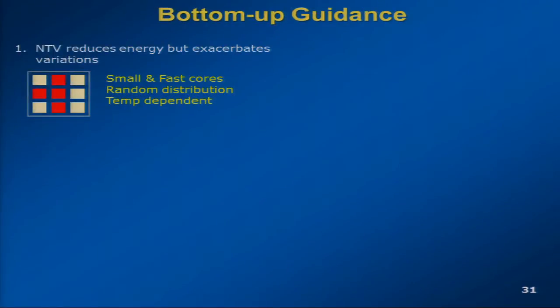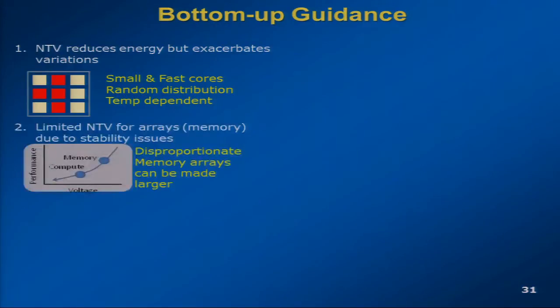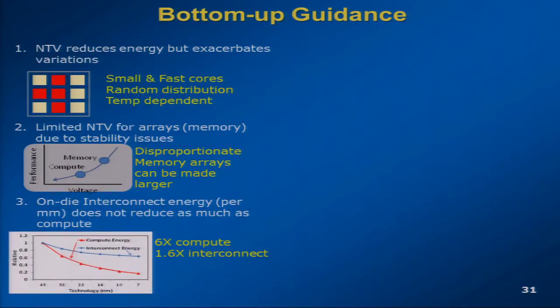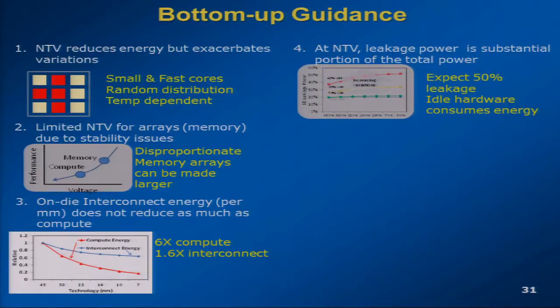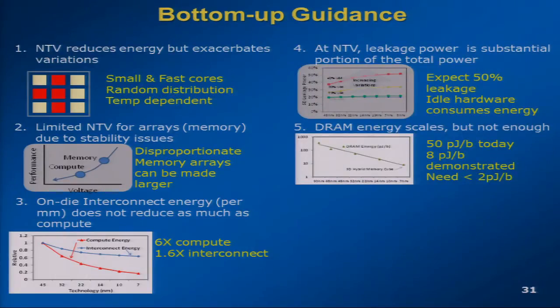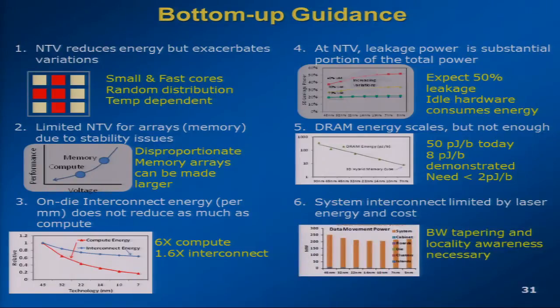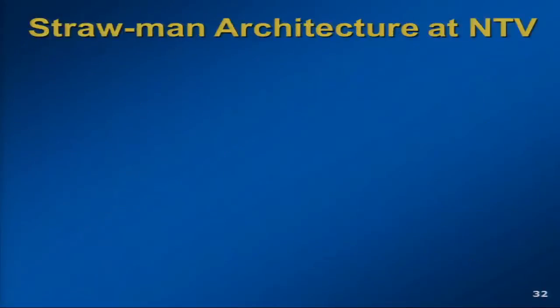So the bottom-up guidance from the circuit designer is very simple. You can use NTV, but it comes with its own problems, and I need software to handle this, such as variations. NTV is very limited. It cannot be applied to the arrays. There is a disproportionate amount of energy in interconnects versus the compute. The leakage power starts becoming disproportionate. The DRAM energy scales, but not as much. And finally, the system level interconnect is really limited by the laser. These are the 6 major bottom-up guidances that we give.